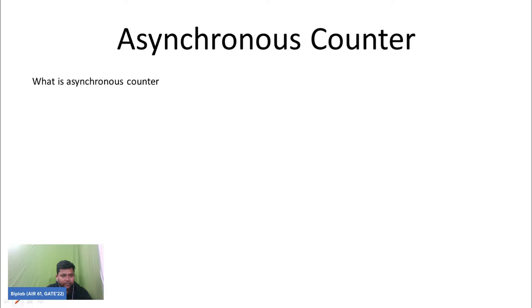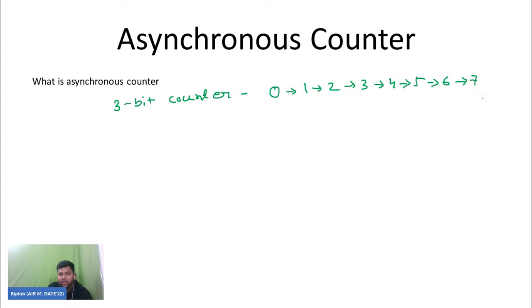Coming to the asynchronous counter, it counts the value. Like if it is a 3-bit counter, then it will start counting from 0, go to 1, 2, 3, 4, 5, 6 and 7. Will it go to 8? No, because this will require 4 bits. So using 3 bits, this counts till 7, and then again it will come to 0. This is called an up counter, that means you are counting upwards, from 0 to 7. If you are counting 7 to 6 to 5 to 4 to 3 to 2 to 1 and then to 0, and it goes back to 7, then that will be called a down counter.